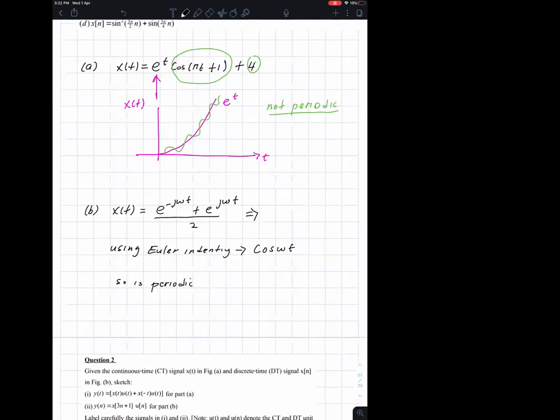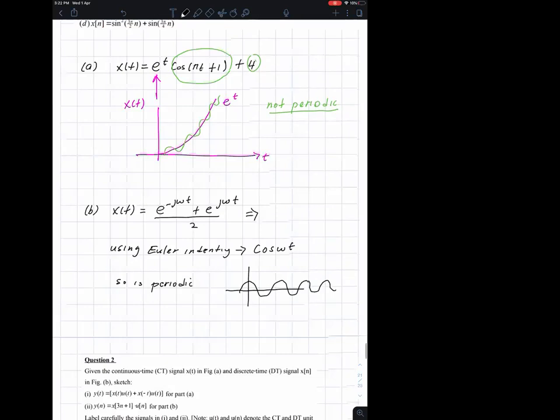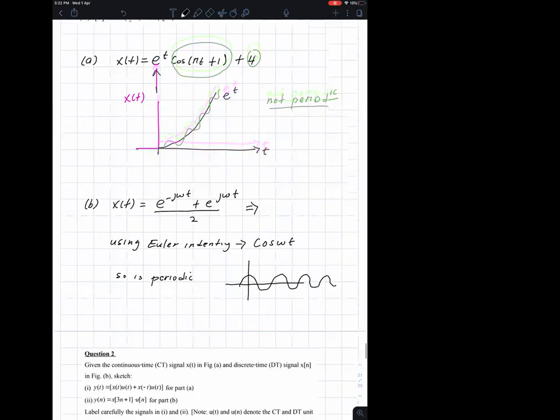Okay, guys, do you all remember the Euler identity? In the exam, I put omega as 2, but the omega is not given. Even if omega is not given, we know it's a cosine. Cosine is sinusoidal, and it's always periodic. Okay, the next one.